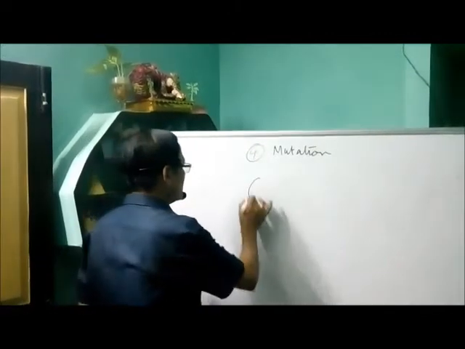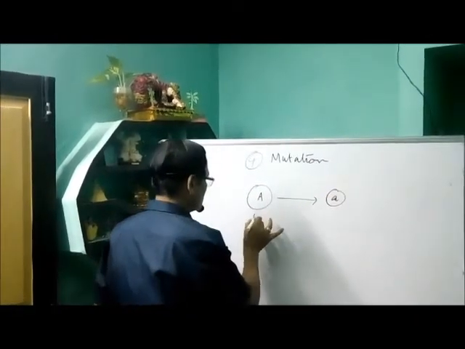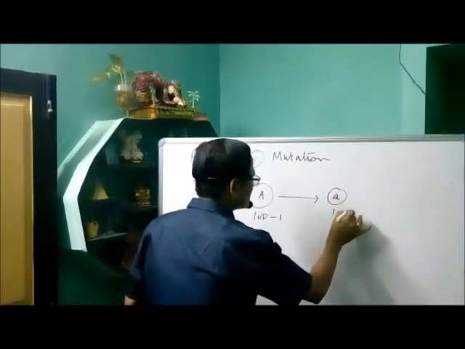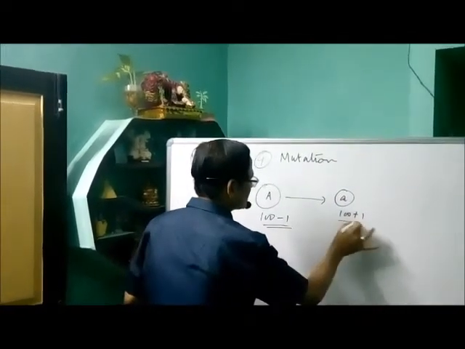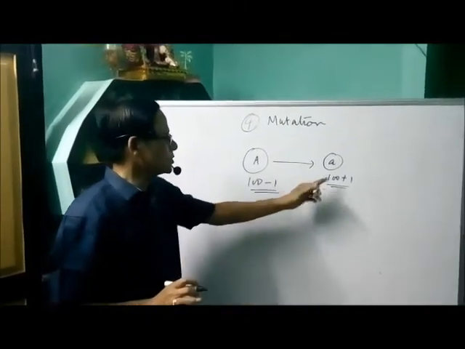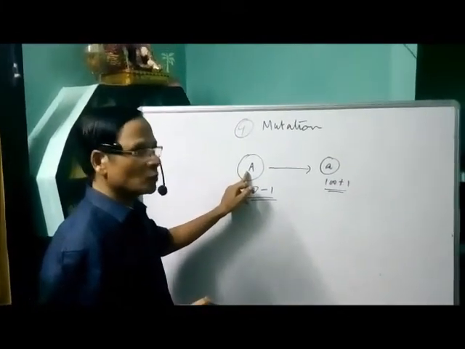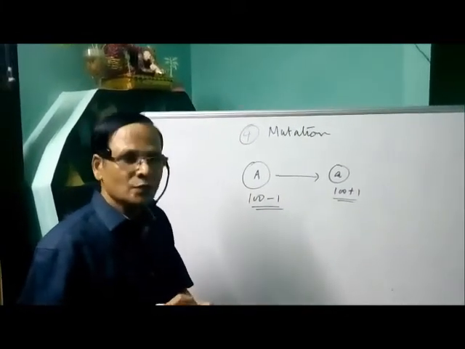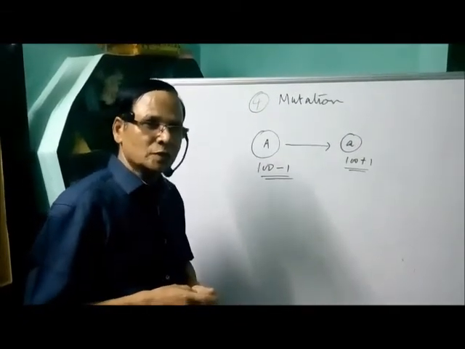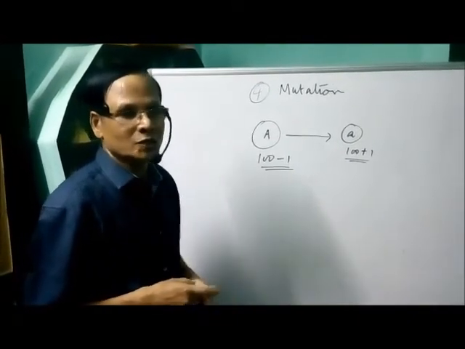Suppose you take gene A, and it becomes mutated to small a. Here suppose there are 100 genes, so minus 1 for the dominant gene, and plus 1 for the recessive, so the frequency changes. A gets converted to the small a recessive gene, so one more gene is added to the recessive condition, and one gene is lost from the dominant one. So anyway, a change in allelic frequency occurs through mutation. But the rate of mutation is very low, so it doesn't cause a large change in the next generation.